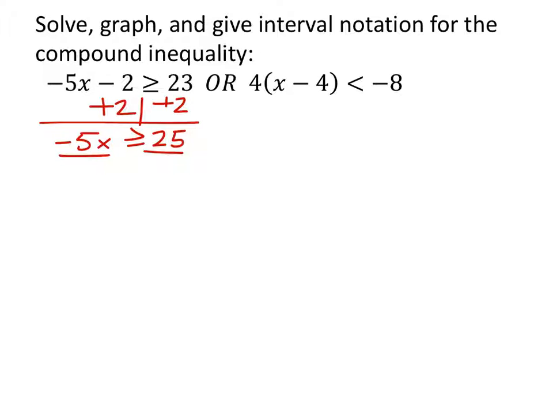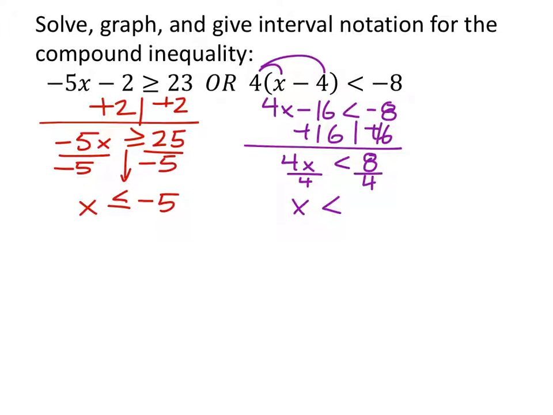But at this point, I need to divide both sides by -5. And since I'm dividing both sides by a negative, it will flip the inequality. So I end up with x is less than or equal to -5. Alright, this inequality on the right, 4 times the difference between x and 4 is less than -8. And after showing the work there, I get x is less than 2. Now I'm going to put my OR statement there because I tend to forget to with these inequalities.